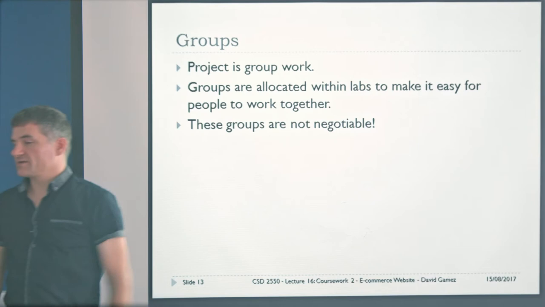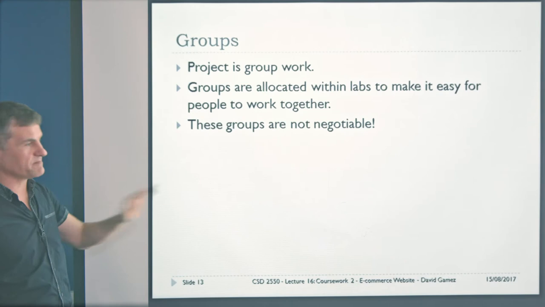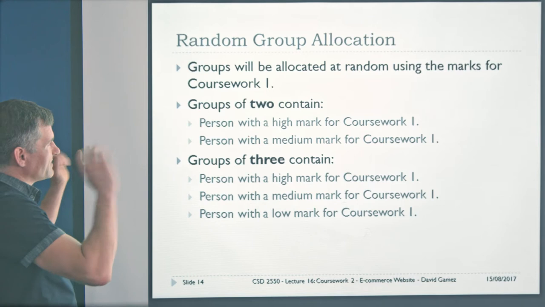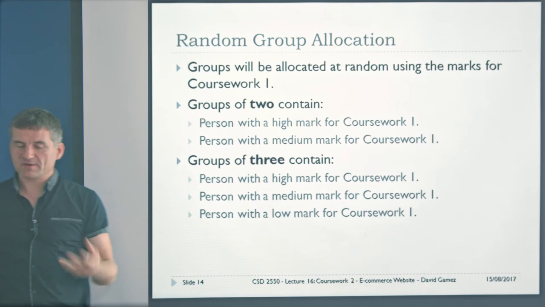They might have stolen your biscuits one day or something. I don't care. These groups are non-negotiable, all right? So don't come to us and complain about the personalities of group members because they're not going to change. And there's a reason for that, as I'll explain. Right, so firstly, the groups are going to be allocated at random. So that's why they're non-negotiable, because they're going to put you randomly into groups.